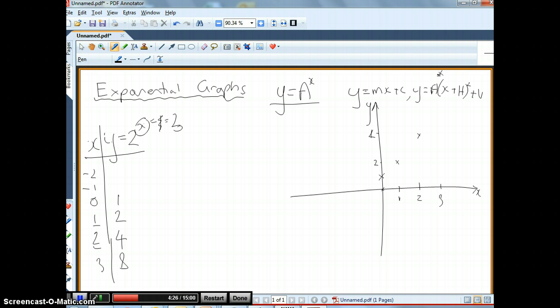Okay, that's the positive values of x. Now if I consider negative values of x, let's start with -1. 2 to the power -1, answer? Half, thank you. Well done, whoever said that.